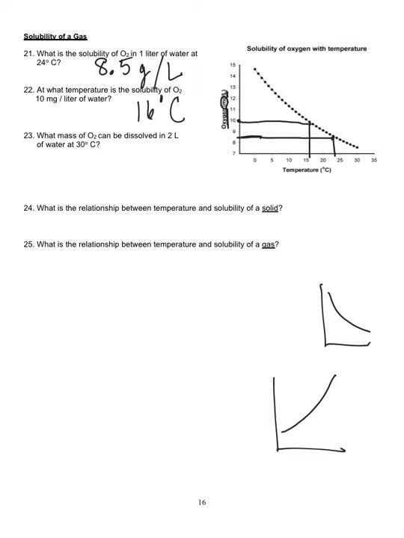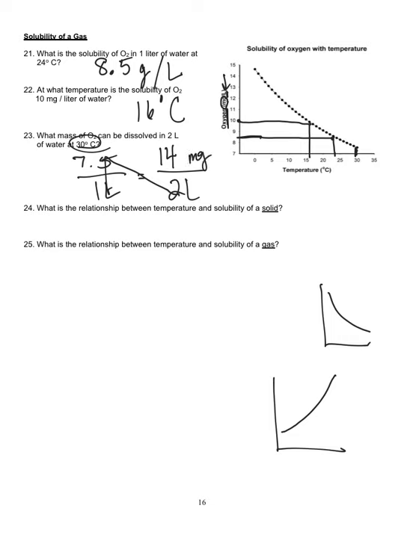What mass of oxygen can be dissolved in 2 liters of water? So they're doubling the water. Okay, so the curve is for 1 liter. They now want to double it to 2 liters. Here's your temp. So when we look at the 1 liter at 30, we can do about 7.5. So if I double, 7.5 times 2 divided by 1 is 14 milligrams of oxygen.